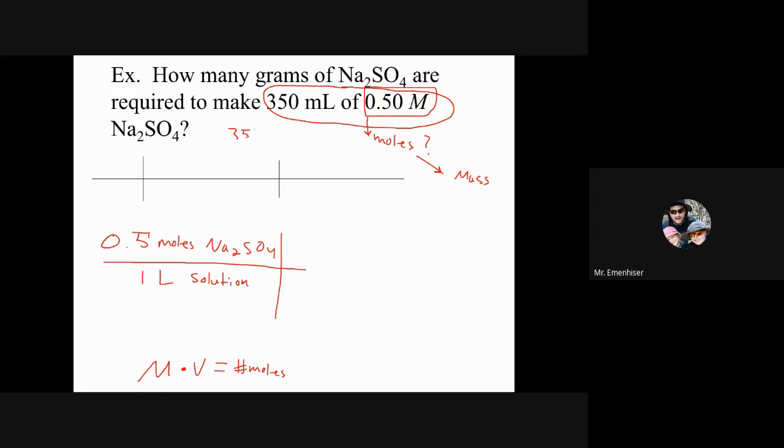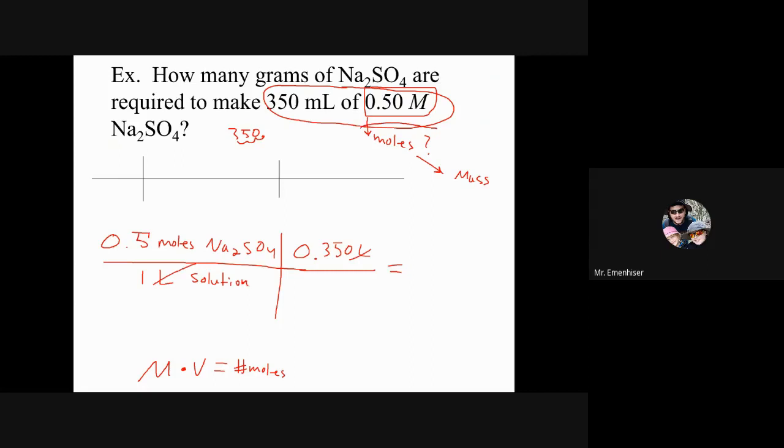350 milliliters, the decimal is right there. I need to divide by 1,000 or move that decimal over there. So I'm going to put 0.350 liters. Okay, so these two will cancel, and I'm left with moles. This will tell me how many moles is in that solution.